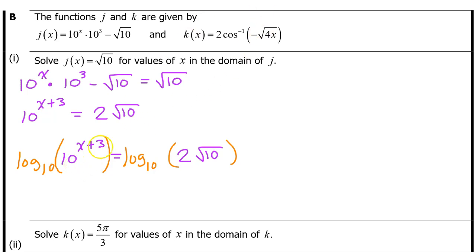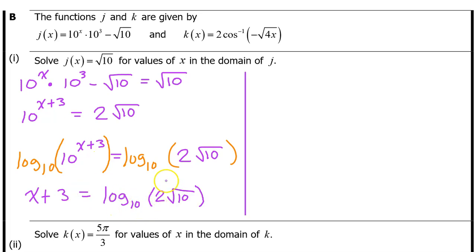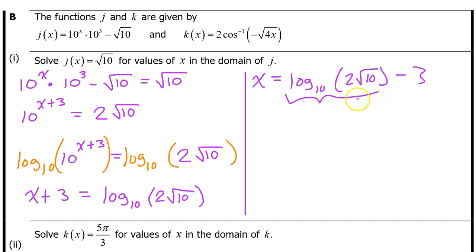On the left side, the log base 10 and the base 10 will cancel each other out, leaving behind x plus 3 equals log base 10 of 2 radical 10. Of course, we can get the x by itself by subtracting 3 from both sides. So we get x equals the log base 10 of 2 radical 10 minus 3.